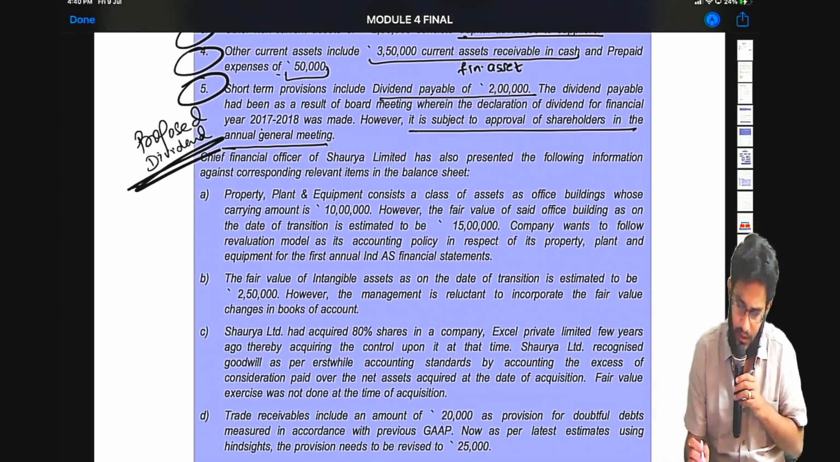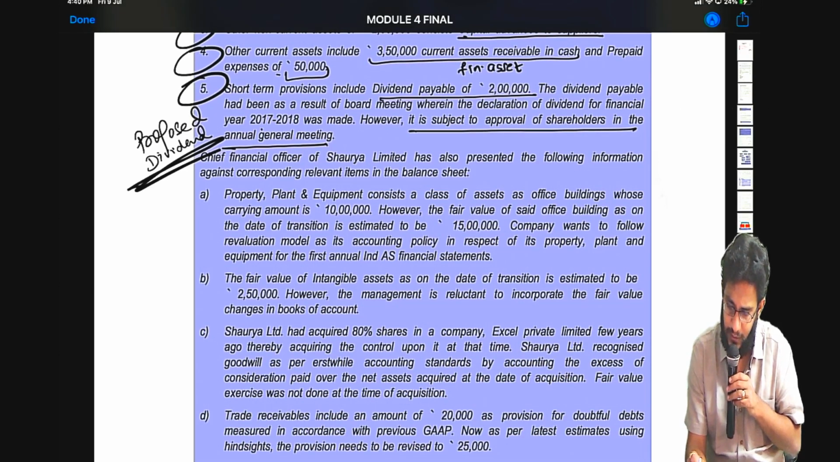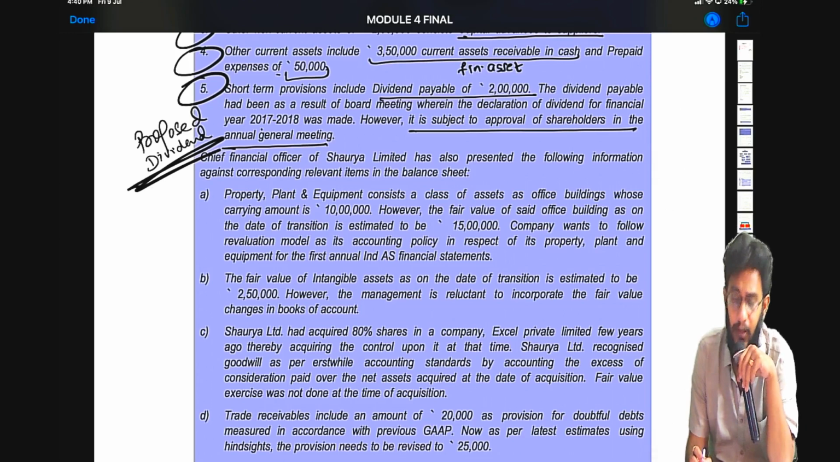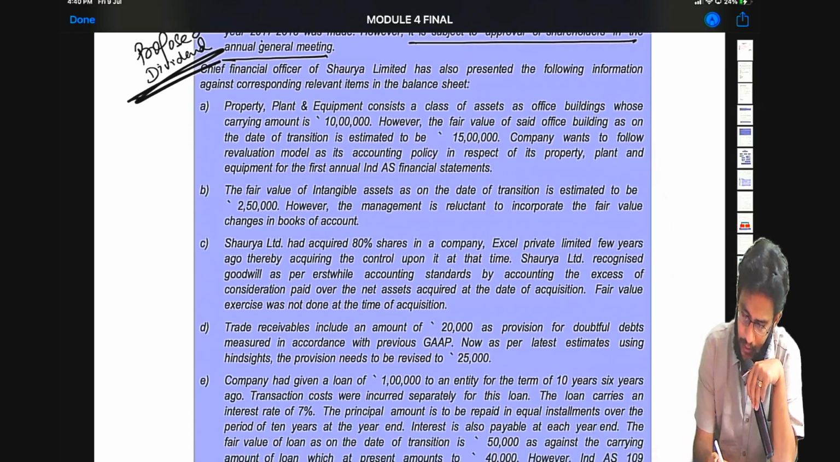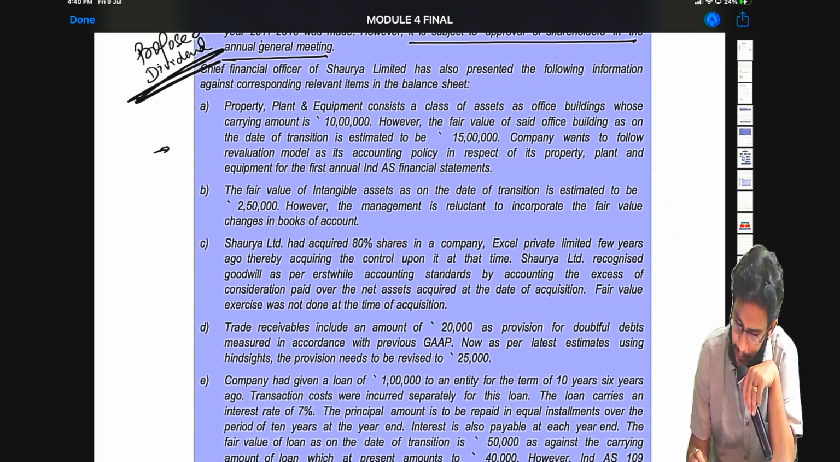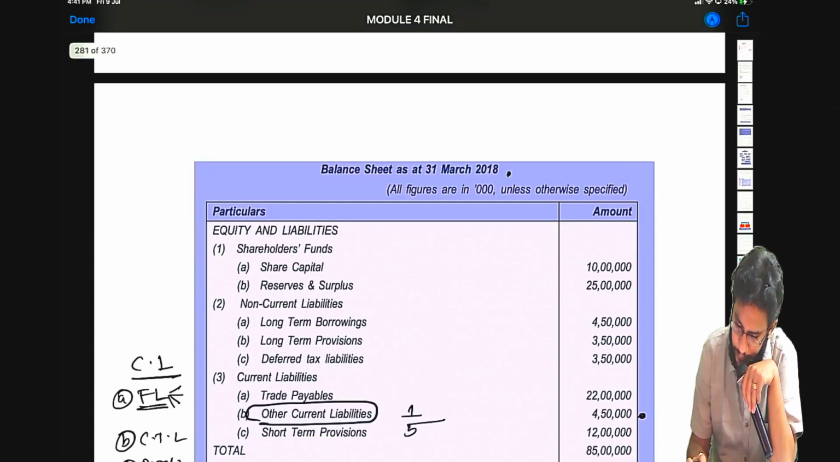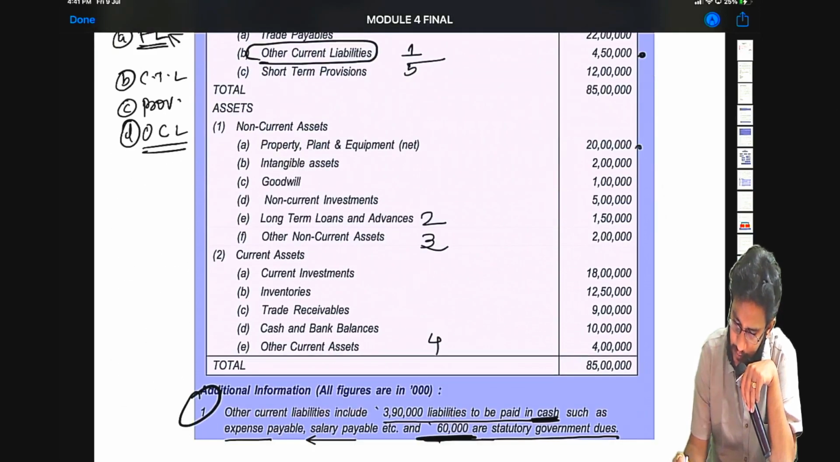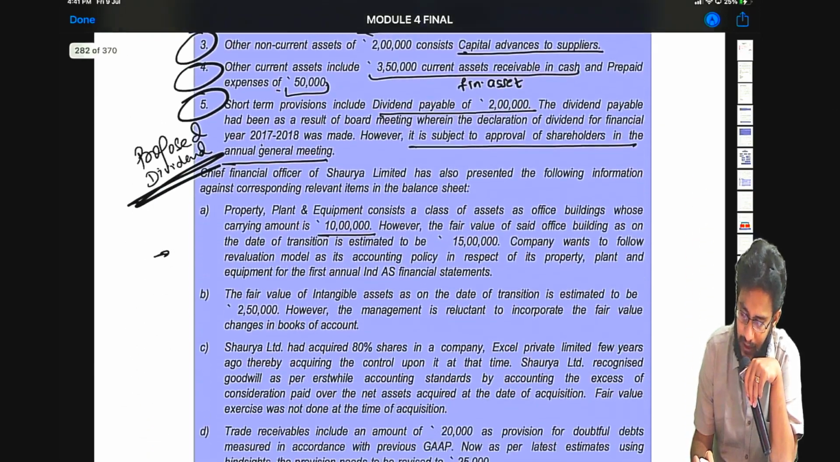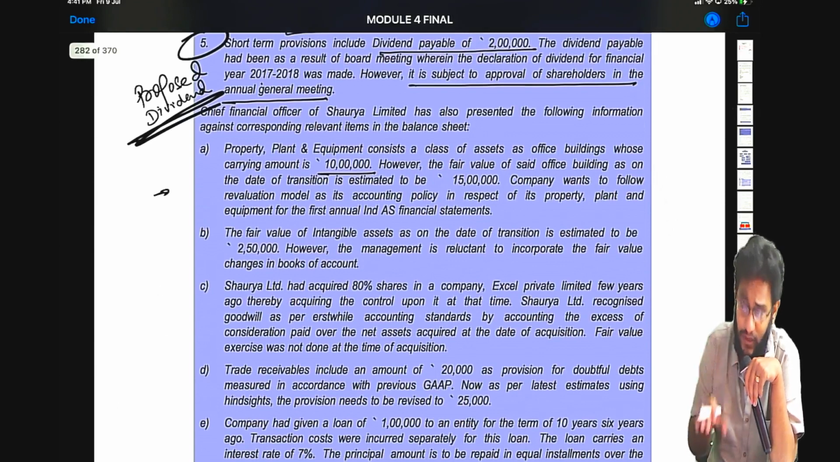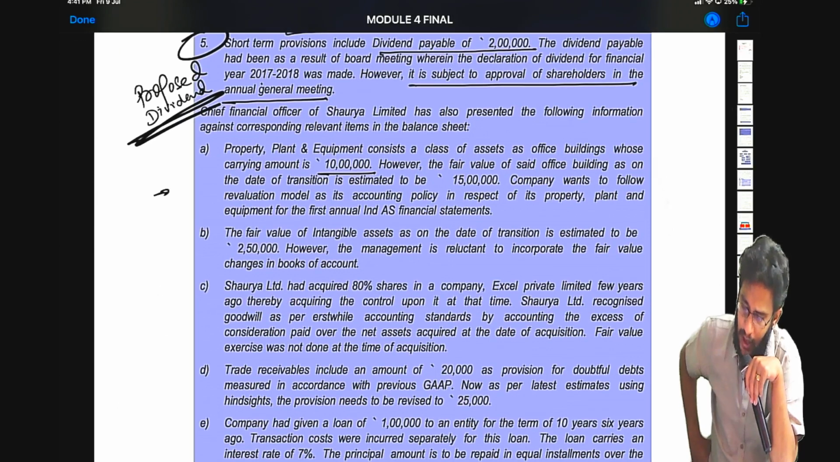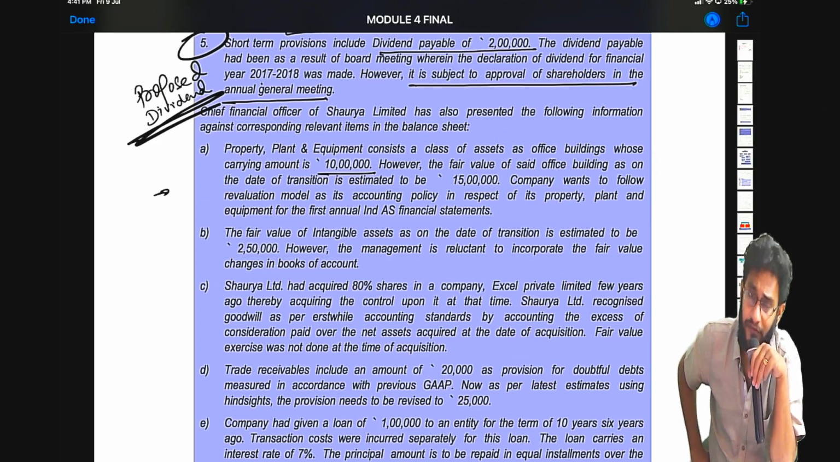Next, the CFO of Shaurya Limited has also presented the following information against corresponding relevant items in the balance sheet. Okay, first one is PPE. PPE consists of a class of assets such as office buildings whose carrying amount is 10 lakhs. Wait a moment, sir, I will show you. This is PPE, 20 lakhs, of which 10 lakhs is office building, whose carrying amount is 10 lakhs. However, the fair value of the office building as on the transition date is estimated to be 15 lakhs.